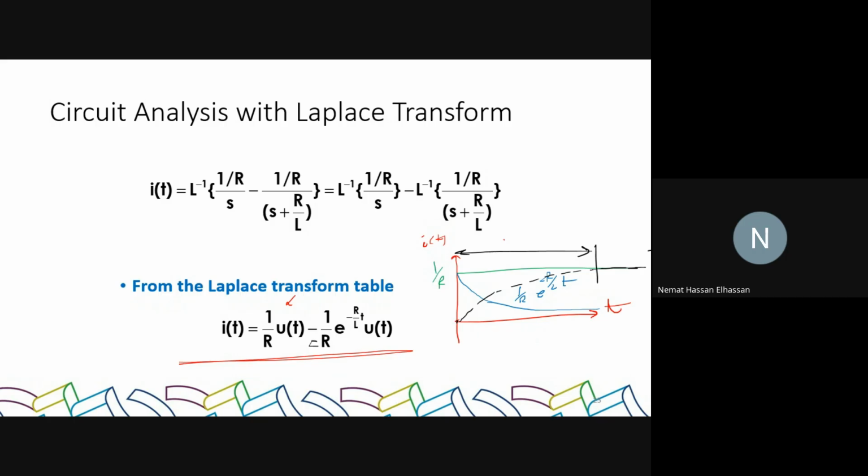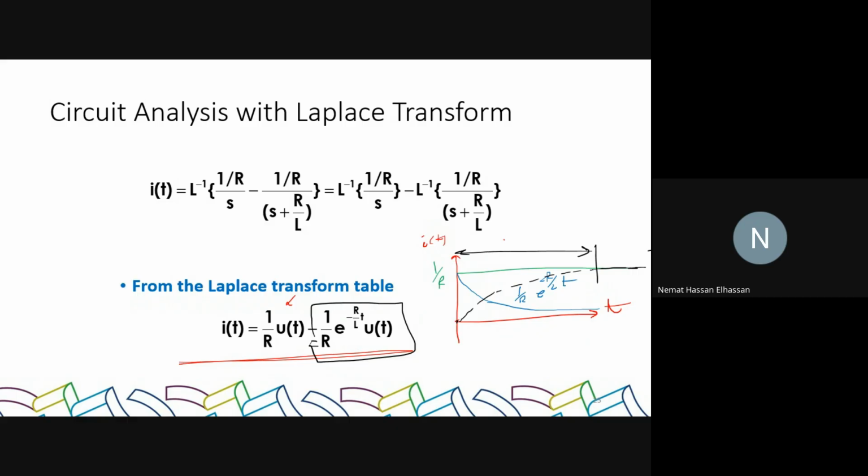Now if you notice this second term, 1 over R is a constant and it depends on the value of R. But if you look at e to the power minus R over L, R and L are components of the circuit, right? And the values of R and L dictate how slow or fast this decrease happens, and therefore how slow or fast we reach our final steady state. Make sense? So the component values and the way they are connected in the circuit dictate the transient behavior. Make sense?